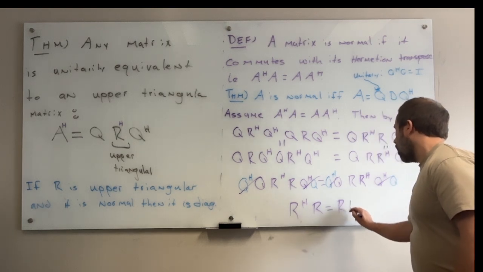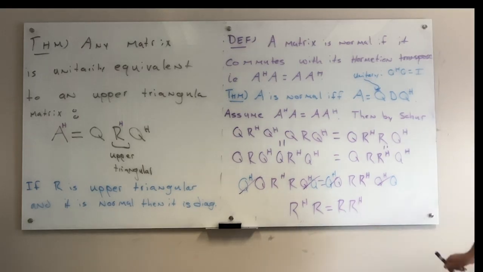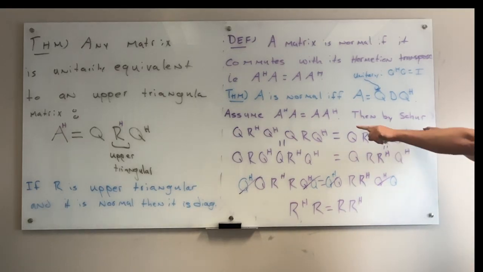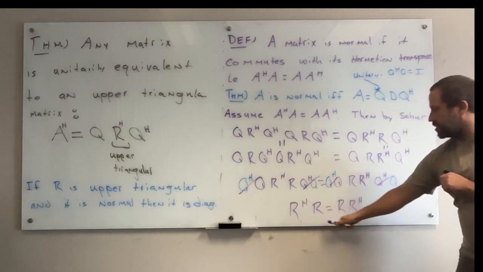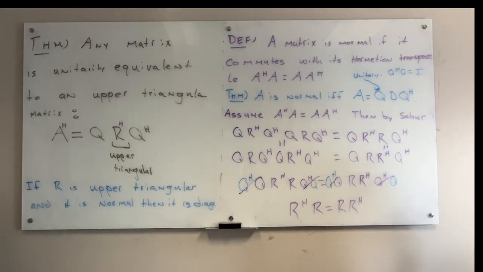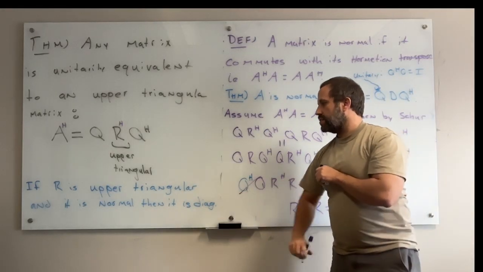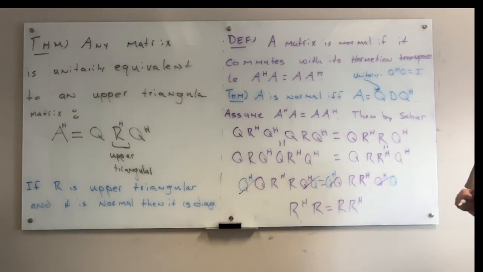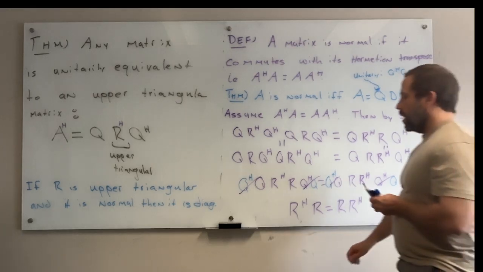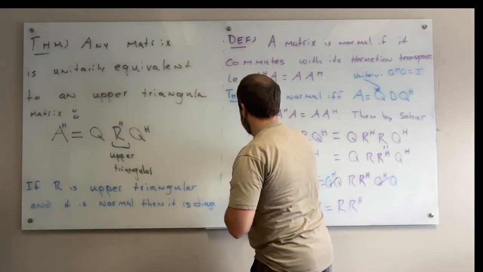is equal to R R^H. In other words, by the Schur decomposition, R is upper triangular, and we've just shown that it's normal. R^H R is equal to R R^H, and this fact here says that if an upper triangular matrix is normal, then it's diagonal. So in fact, R is equal to a diagonal matrix. Okay, now I will let you prove the other thing for yourself.